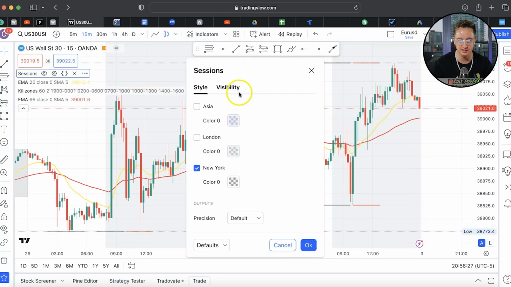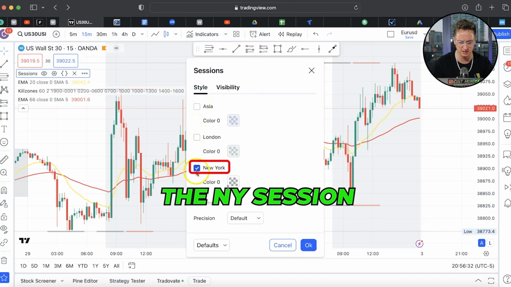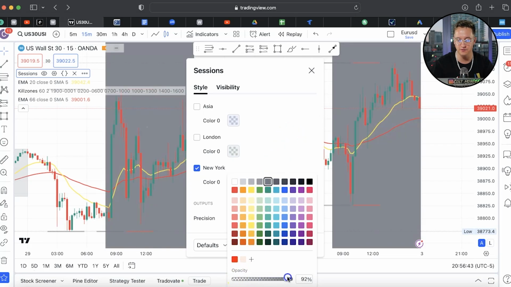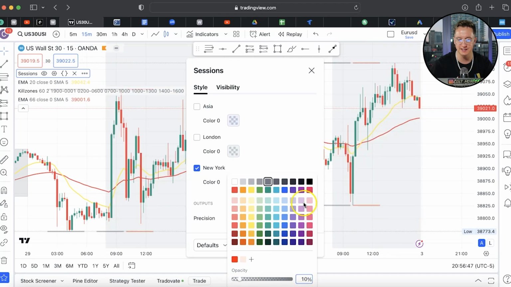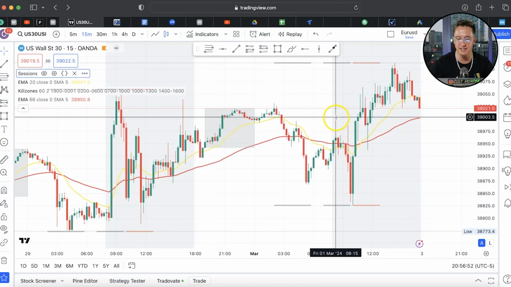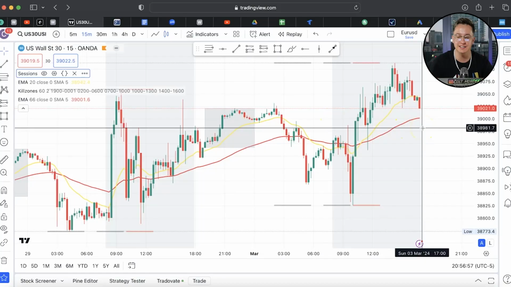So if we go to the settings for the sessions indicator, all I want to have checked off is the New York session. Once you do that, you can go to the color and the opacity and make it whatever color you want. I don't want it obtruding over my candles because look at if it's at 100%. I don't like that. So that's why I have it simply at 10%. And it's very minimal behind my candle. So this indicator right here is showing us where the New York session is, and this is the session that we're going to be trading in.